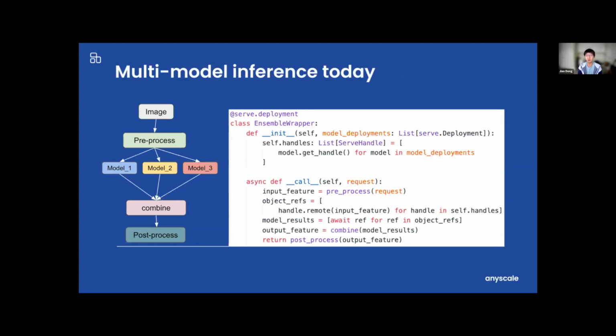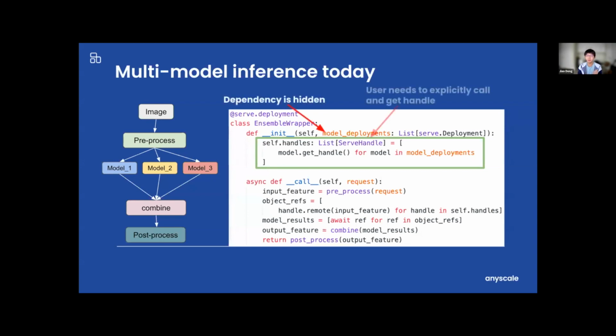Now, on the right-hand side, you can see a code snippet of the implementation we see our users doing using the existing API. You can see in the constructor, we need to explicitly pass in a bunch of models and essentially the deployments. And in the constructor, we need to get a handle for each one of them and hold a reference to it. There are a few problems with this pattern.